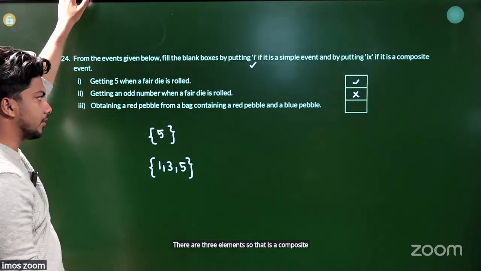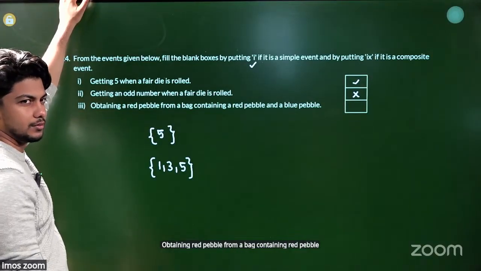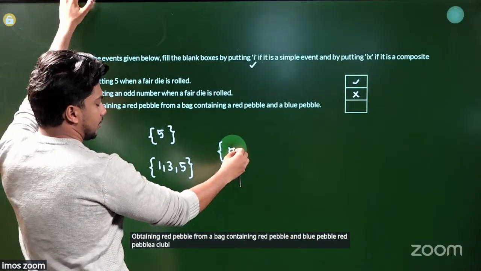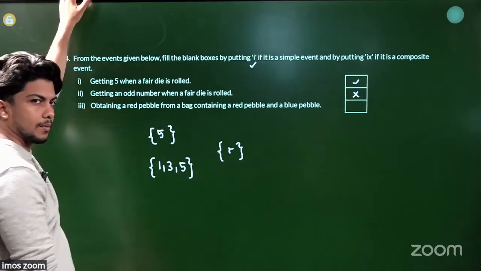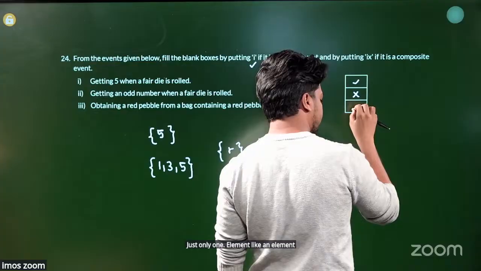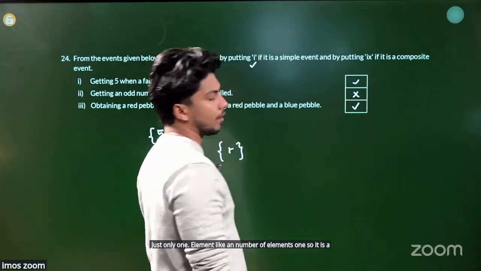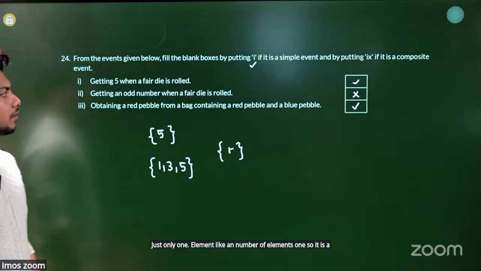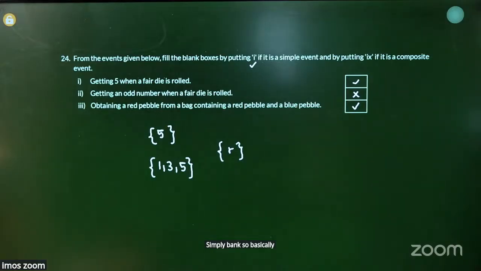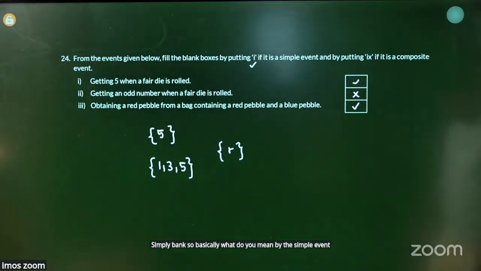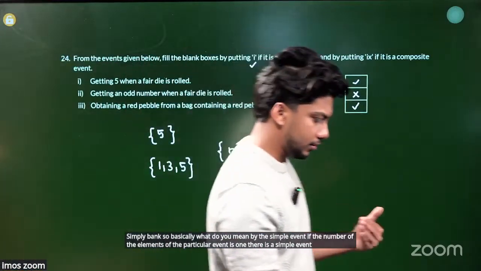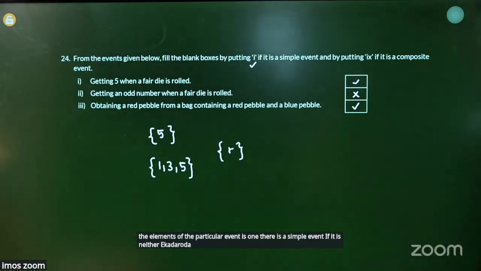Obtaining a red pebble from a bag containing a red pebble and a blue pebble. Taking the event of getting a red pebble, there is just one element, so the number of elements is 1. So it is a simple event. So basically, what do you mean by a simple event? If the number of elements of the particular event is 1, that is a simple event. If it is not, that is a composite event. Okay.